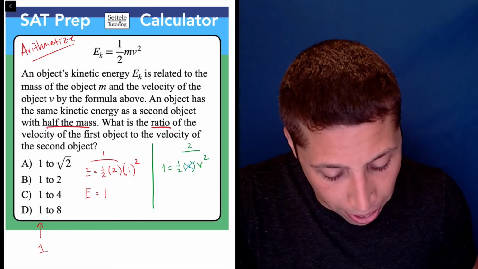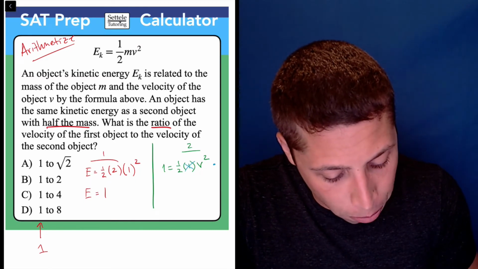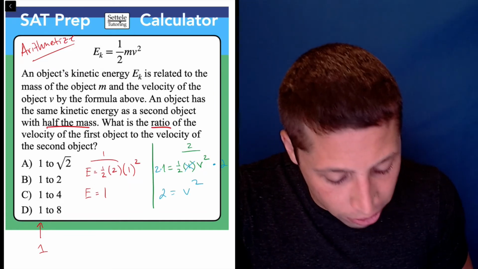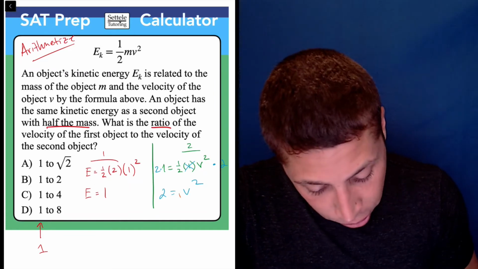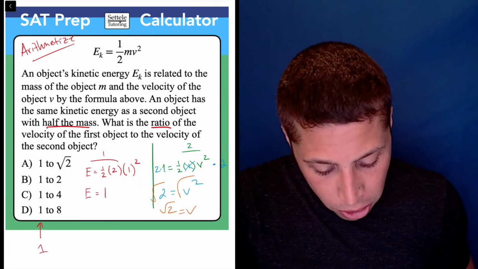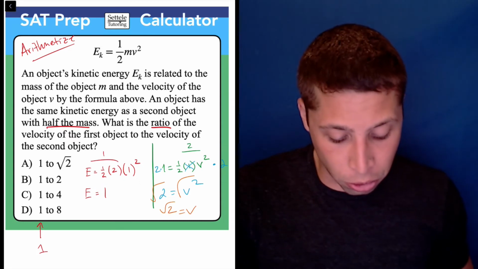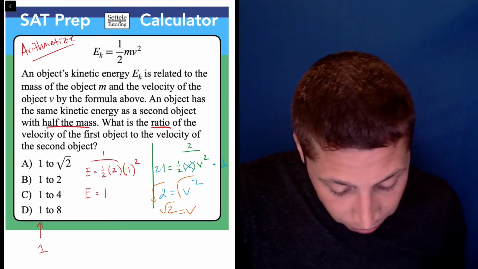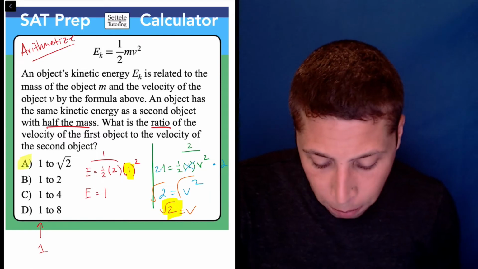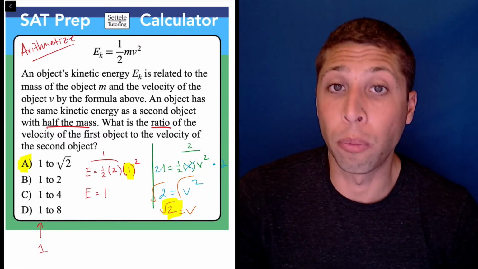The 1 isn't going to matter, and in order to get rid of a half, I multiply both sides by 2. And so I'm going to get 2 is equal to v squared. And then, well, just take the square root of both sides. And so v is equal to the square root of 2. So what is the relationship between the two velocities? Well, we said before the velocity was 1. Now it's root 2. So comparing them, we get that it's 1 to root 2.